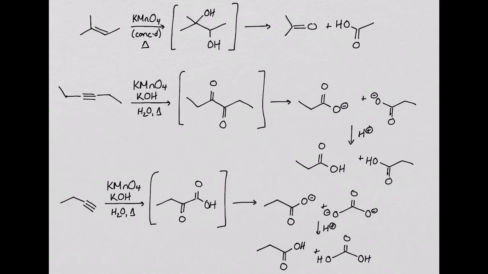The dicarboxylic acid on the right is known as carbonic acid and very rapidly dissociates to give carbon dioxide and water. So the products of treatment of a terminal alkyne under strongly oxidizing conditions is a carboxylic acid, in this case the carboxylic acid shown on the left, as well as carbon dioxide and water.